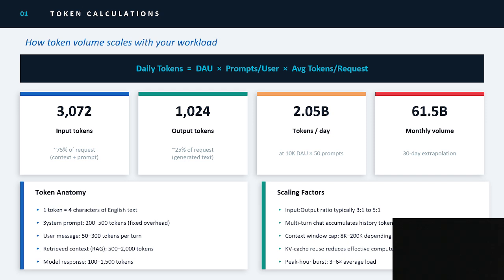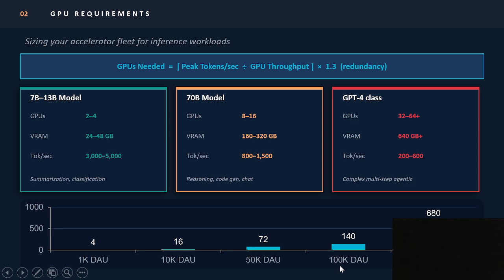KV cache reduces compute by 30 to 60%, and peak hour bursts run 3 to 6x the average. Now the GPU requirements: sizing your accelerator fleet for inference workloads. GPUs needed equals peak tokens per second divided by GPU throughput, times 1.3 redundancy.